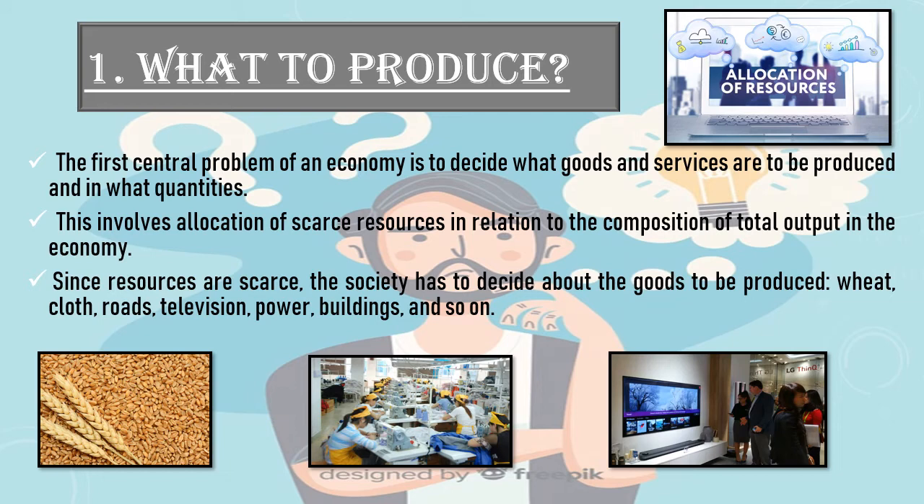butter. So basically, in short, what to produce is a problem which arises due to the limited resources we have, and we have to make a choice between the most important requirements of the economy. Then only we can apply all the resources to that particular requirement to complete it.